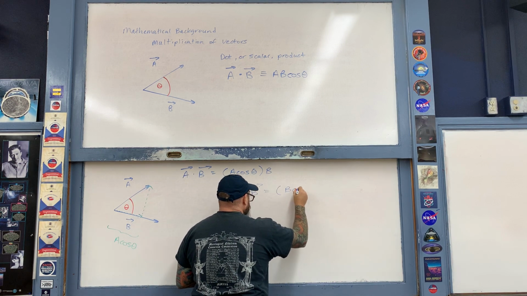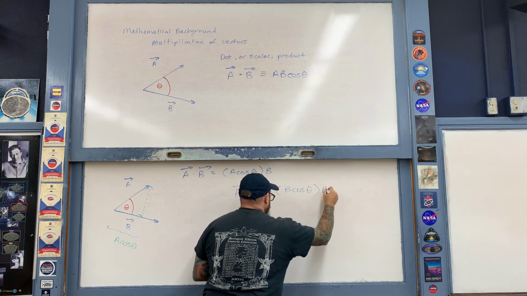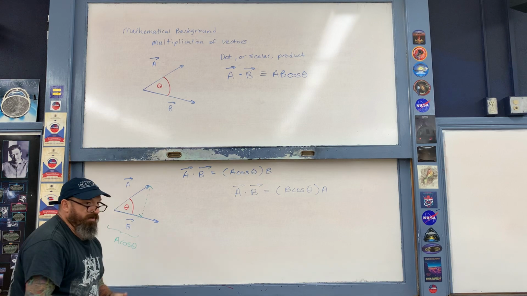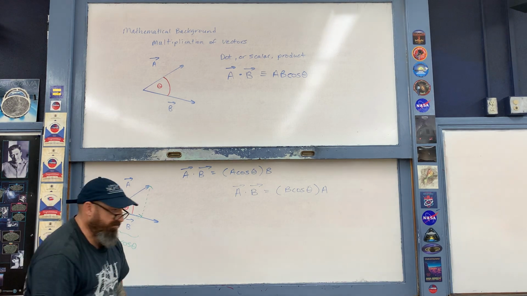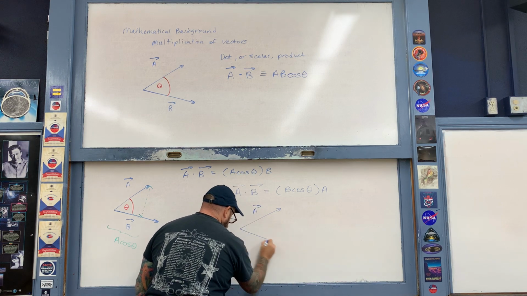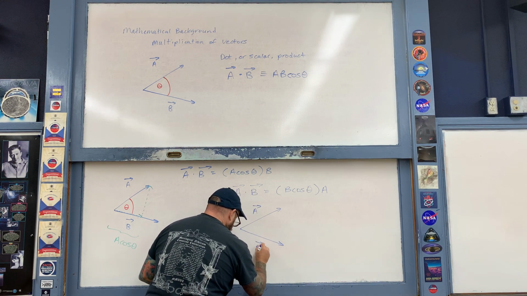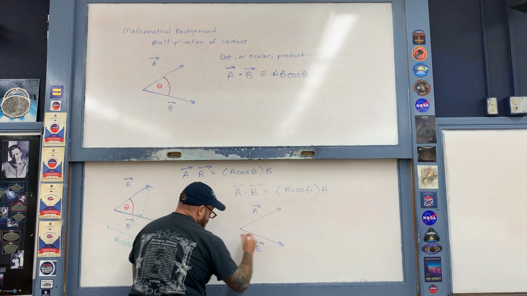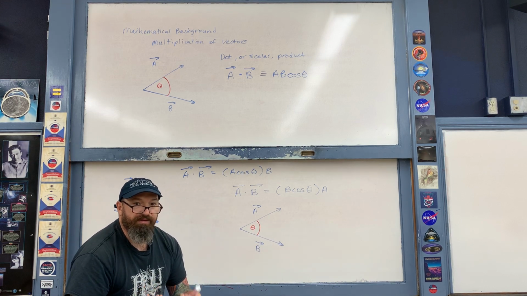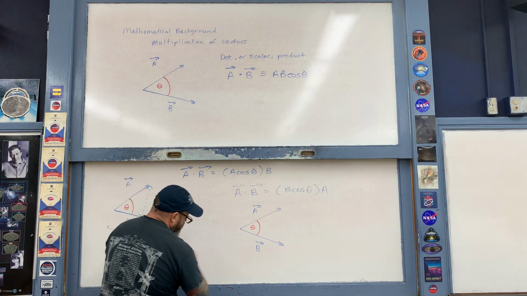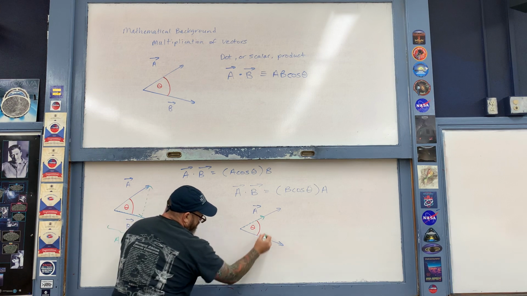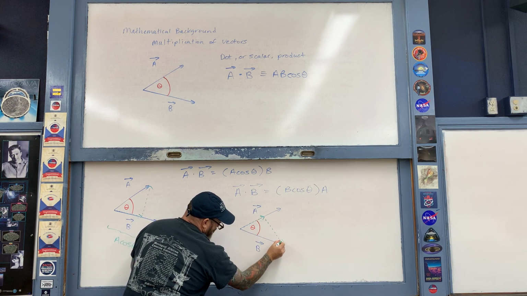Let's say that I write it as B cosine theta times A. Well, if I think of it like that, I'm going to take the same diagram, but now I'm going to take B and break that into components like this. Okay, so here's A, and then here's B, and then once again, here's the angle theta. And now I'm going to take the vector B and break that into components. I'm going to break it into a component that is parallel to A, like so, and a component that is perpendicular to A, like so.